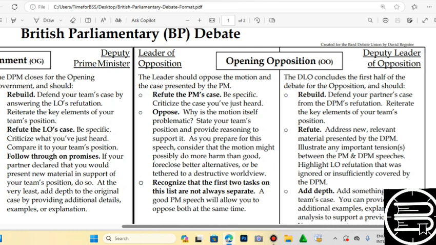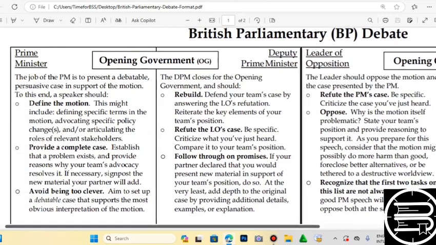Okay, so let's move on to our third speaker, who is the Deputy Prime Minister from the government side.